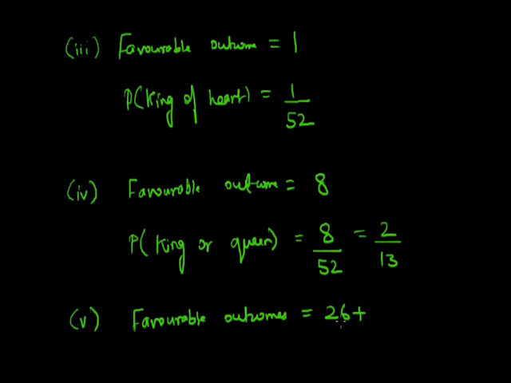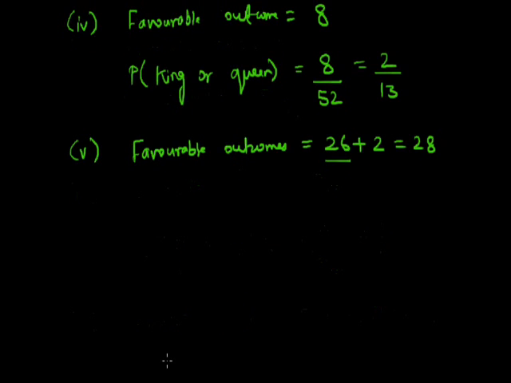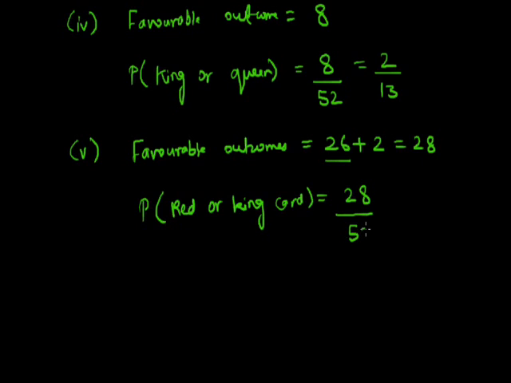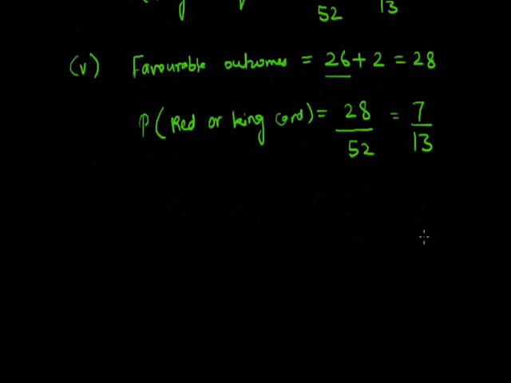So two red kings were already covered in these 26 cards, and apart from these red color king cards, there are two black color king cards. So we need to add those. So the total number of favorable outcomes will be equal to 28. So the probability of getting a red or king card will be equal to favorable outcomes, that is 28, divided by the possible outcomes, that is 52. If we simplify it, what we'll get is 7 by 13. So this is the probability of getting either a red card or a king card.